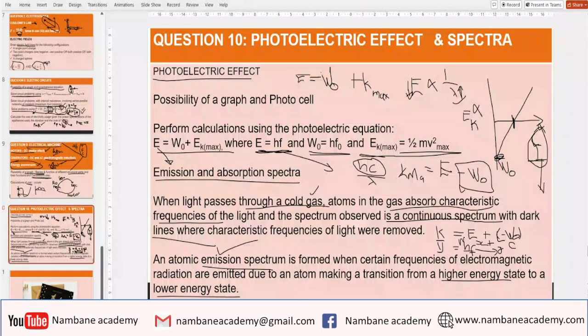Now, that is a multiple choice type of question or a long question where they will ask you what is represented by the gradient of this graph. Then we can say that the gradient of this graph is going to be Planck's constant.